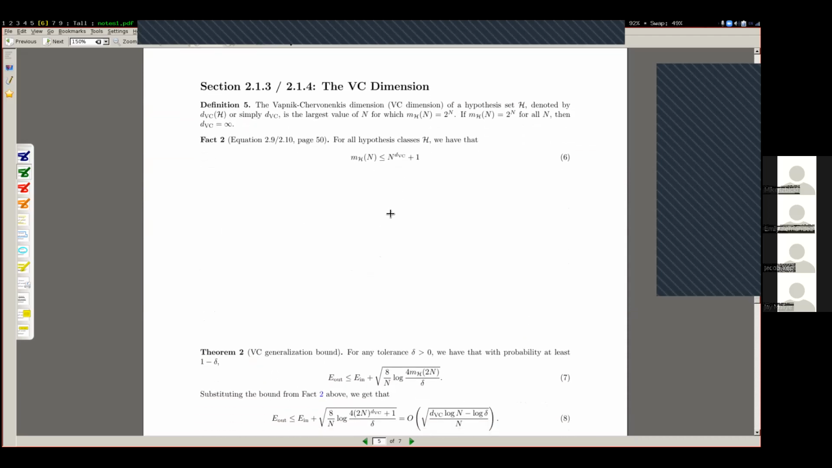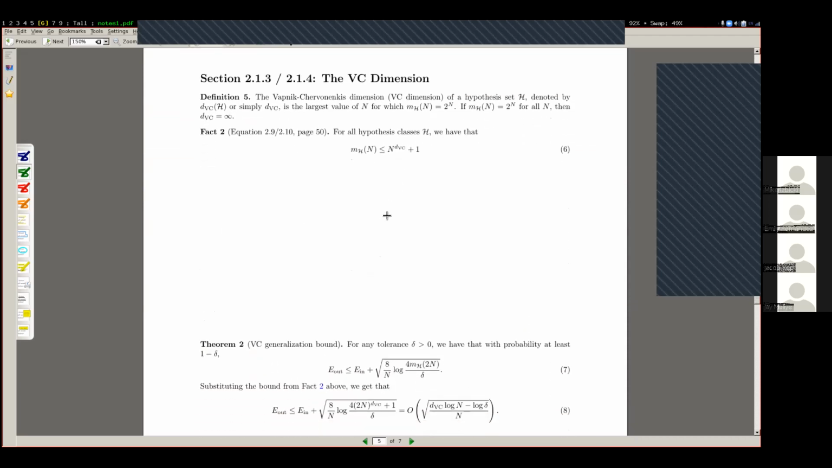Okay, so now getting to the VC dimension and the why do we care. The VC dimension is something that applies to a particular hypothesis class, and it's independent of the data set you're thinking about. The VC dimension of a hypothesis set H, denoted by DVC of H, or just DVC if it's understood what the hypothesis class is, is the largest value of n for which MH of n equals 2 to the n. If MH of n equals 2 to the n for all possible n's, then we say that the VC dimension is infinite.